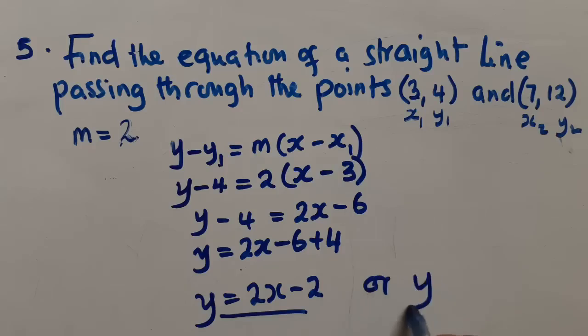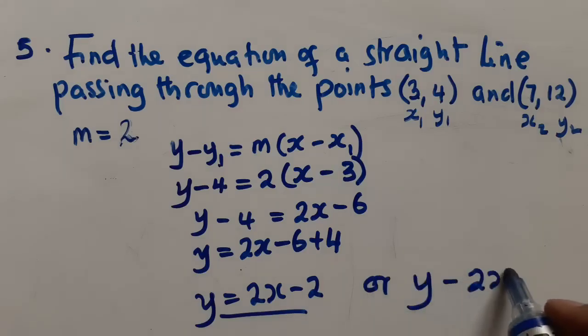Sometimes they would write it as y minus 2x is equal to -2. You still have the same answer. Please take note of some errors that I may commit when working out these things. These are suggested answers. I am prone to errors. Thank you. Let's go to question 6.